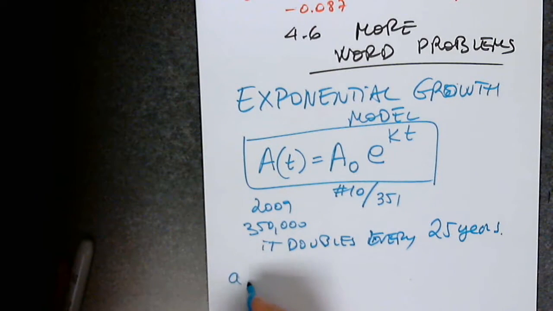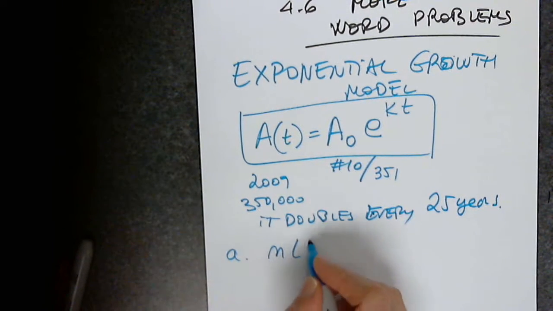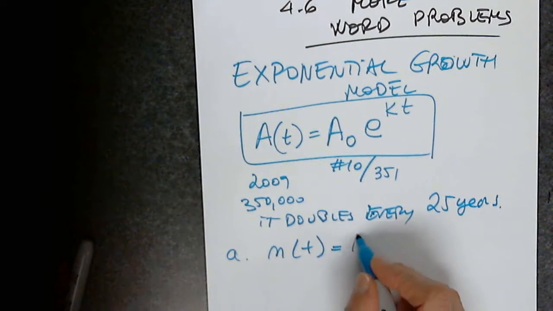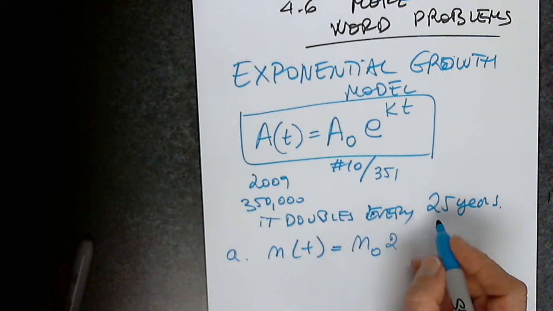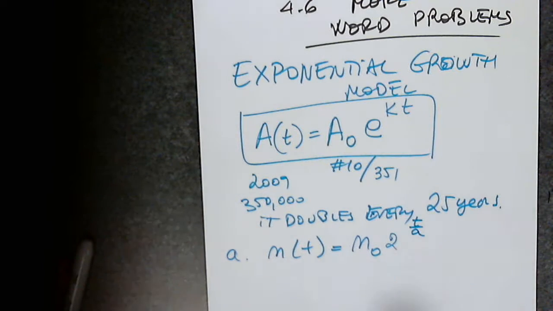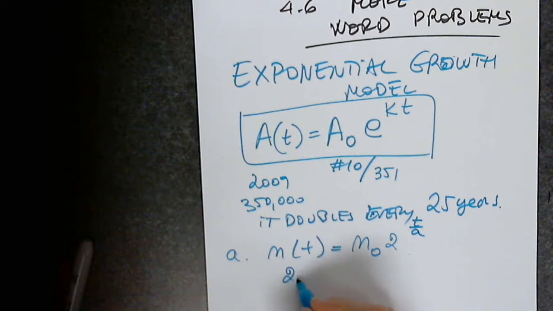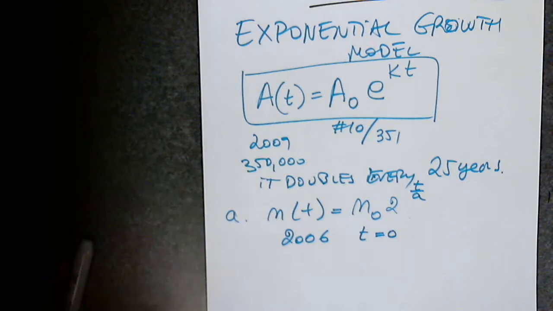Part A. Find an exponential model n of t equals n0 times 2 raised to t over a for the population t years after 2006. So 2006 represents t equals 0.